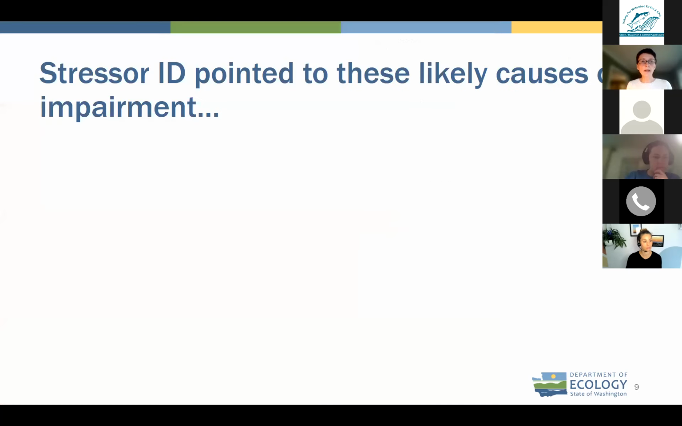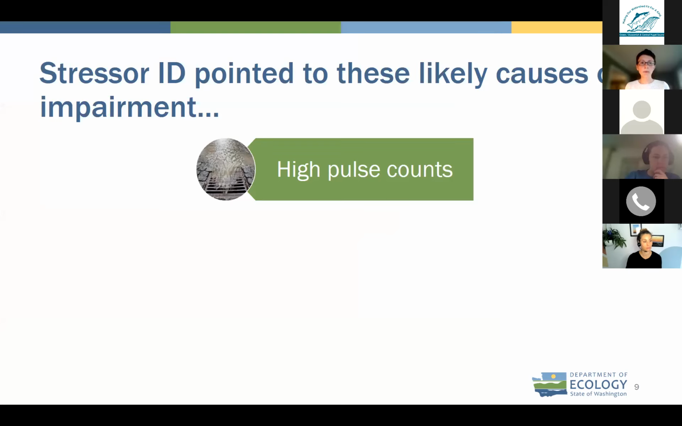So what were the findings of the stressor ID? The analysis pointed at three likely causes of impairment in the Sioux. The first one is high pulse counts, which is a parameter that indicates that high flows associated with stormwater negatively impact the invertebrates. A high pulse count is an occurrence where the hydrograph peaks at a value that is twice as high as average annual flows.